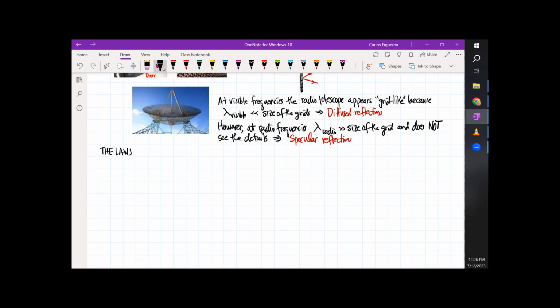The laws of reflection and refraction. So when light interacts with an optical medium, three things happen.